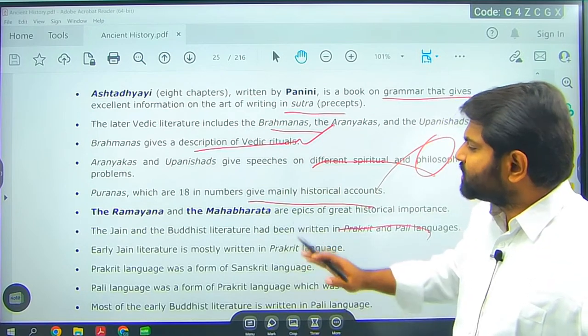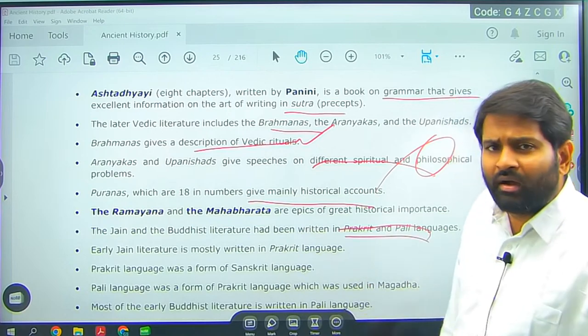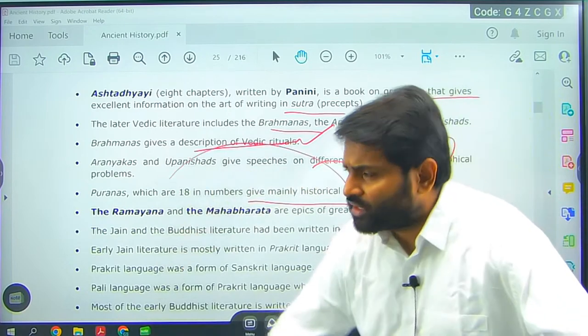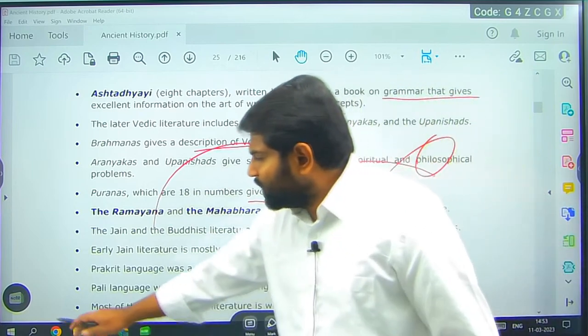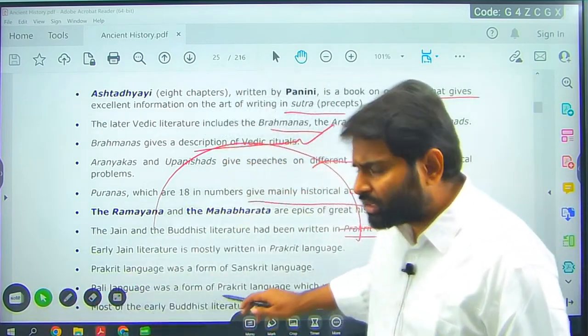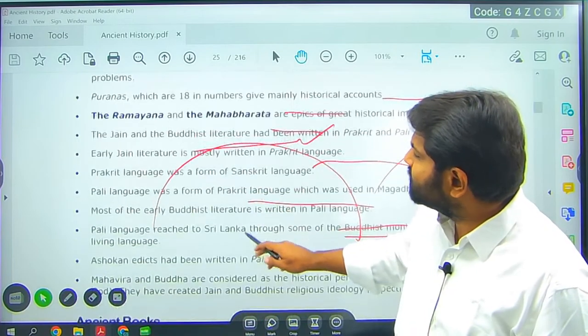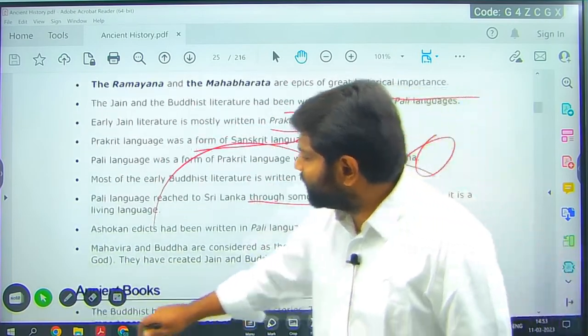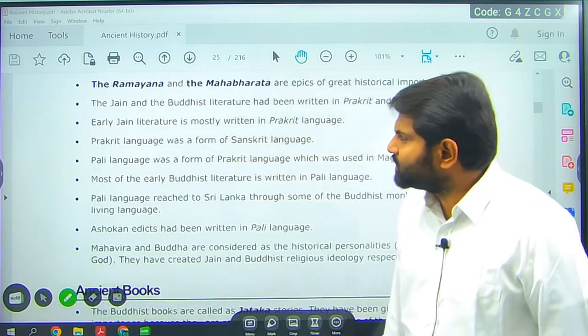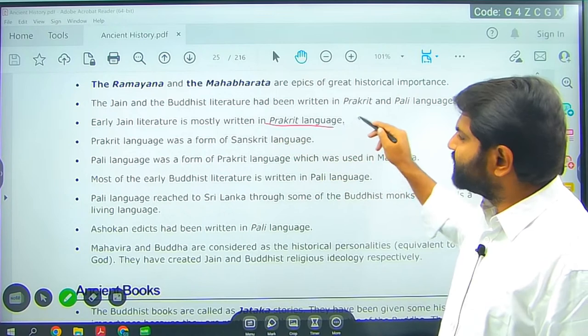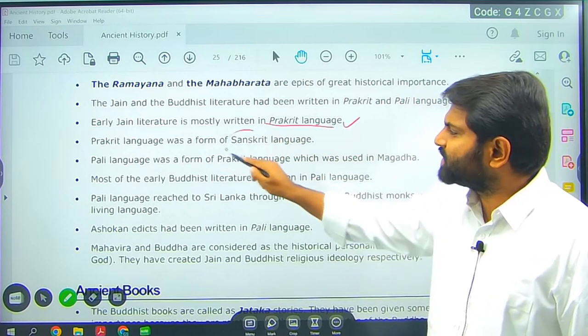The Jain and Buddhist literature had been written in Prakrit and Pali language. If you can see, Jain literature in Prakrit and Buddhist literature in Pali language is very important. You see Sanskrit in Vedas, Prakrit in Jain, and similarly Buddhist literature in Pali. Early Jain literature is mostly written in Prakrit language. As I said, Prakrit language is a form of Sanskrit language.